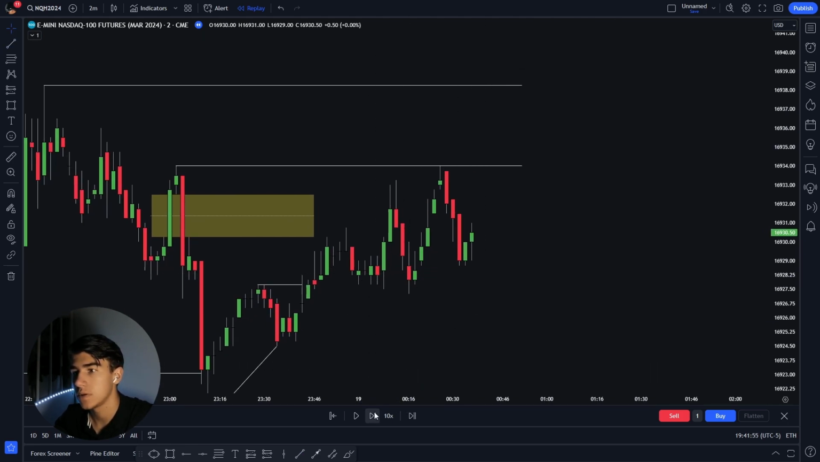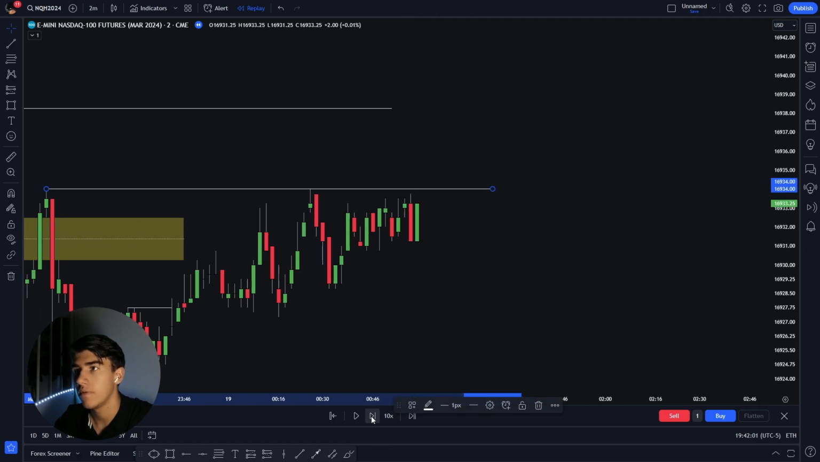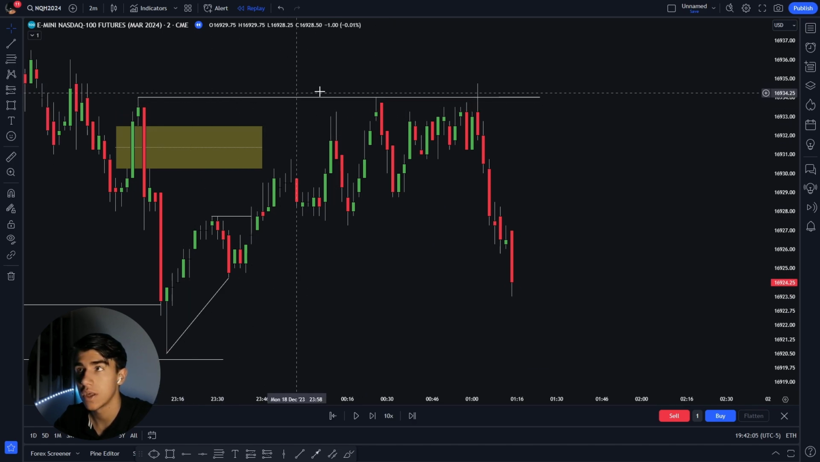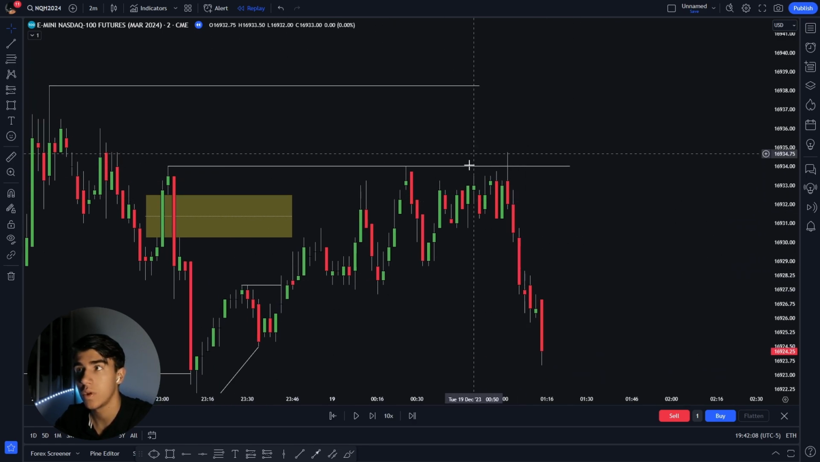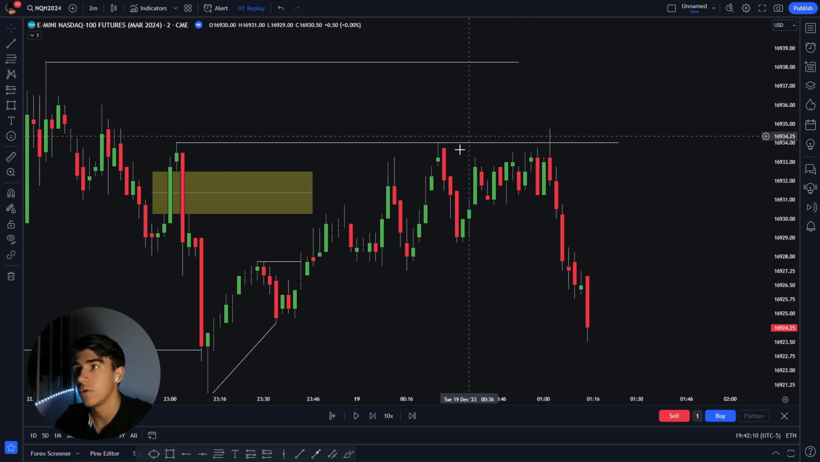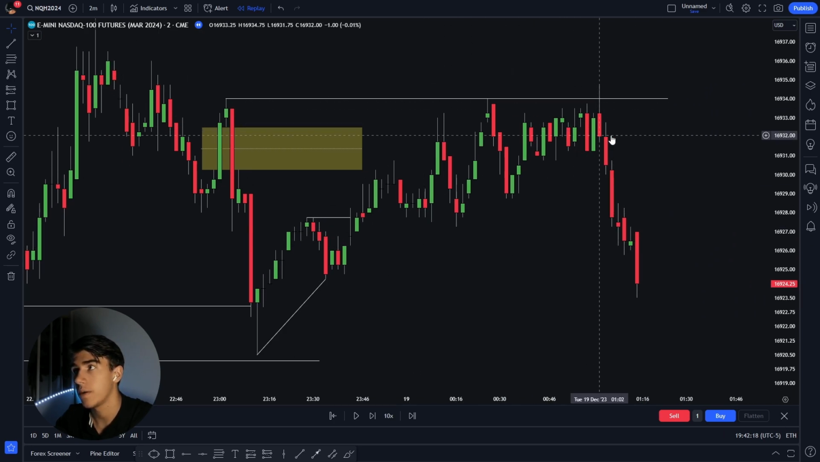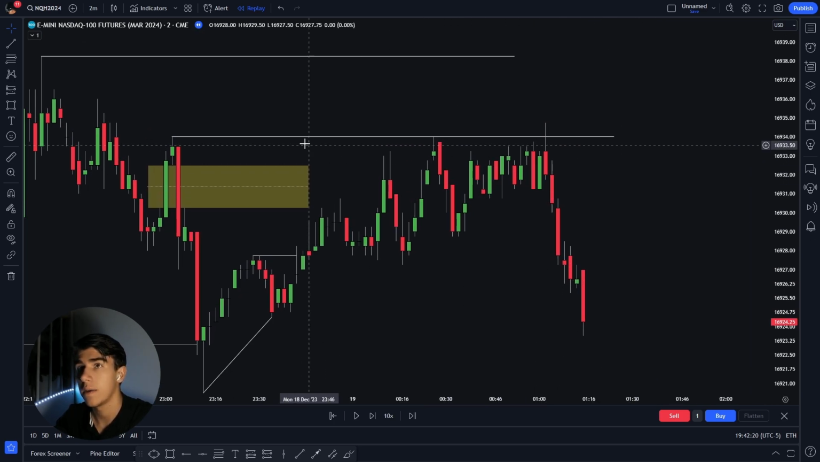So let's see what happens. You would need displacement above it. Again, what happens? We just take it out and we dump, right? We never close above it. So I would have no interest in going long here. I would down here because I have market structure supporting me. Up here, I would not be interested in going long. Why? Because market structure has not supported me yet.